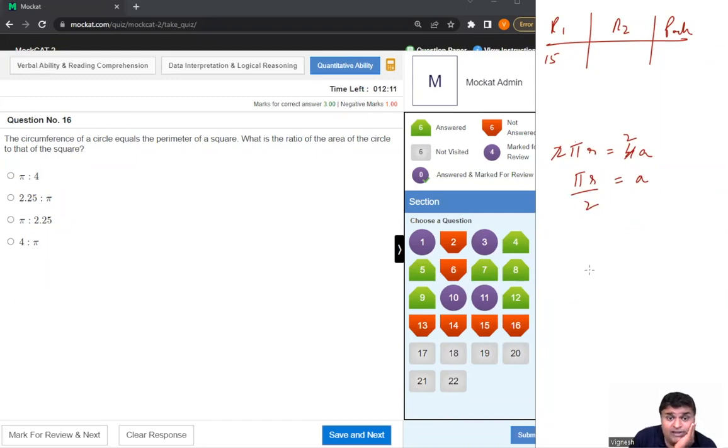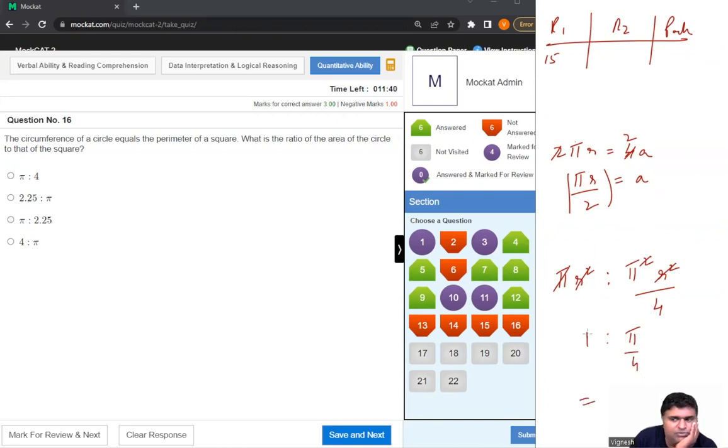What is the ratio of the area of the circle to that of the square? Area of the circle is pi r square. Area of the square is a square, which is pi square r square by 4. A square is this thing, whole square: pi square r square by 4, all squares. R square cancelled. One pi we knock off. So 1 is to pi by 4.